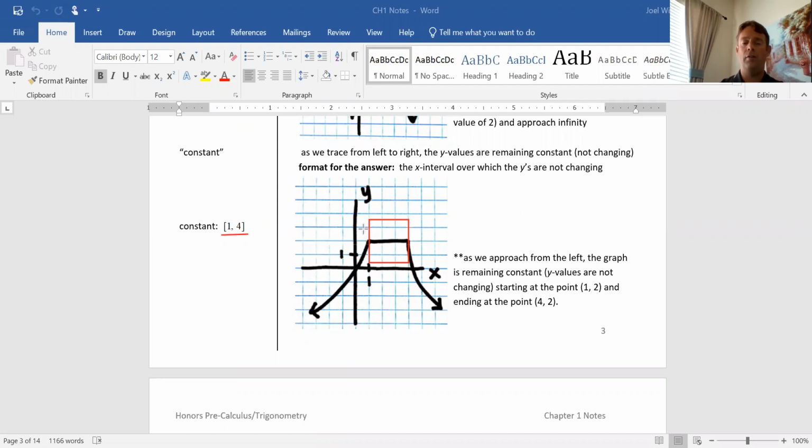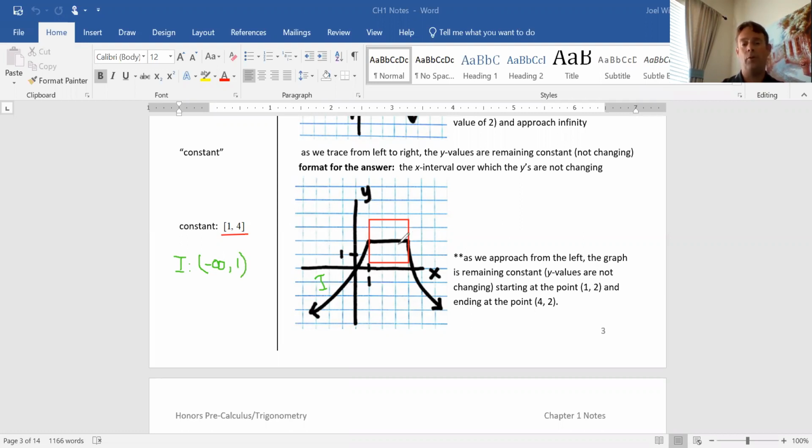Notice if I were to walk along the graph here from left to right, my y values would be getting bigger. So technically this would be an increasing portion of the graph. If I wanted to, I could actually go further and say, okay, it's constant from 1 to 4, but it's increasing from negative infinity to 1. Remember, that's going to be a parenthesis, not a bracket.